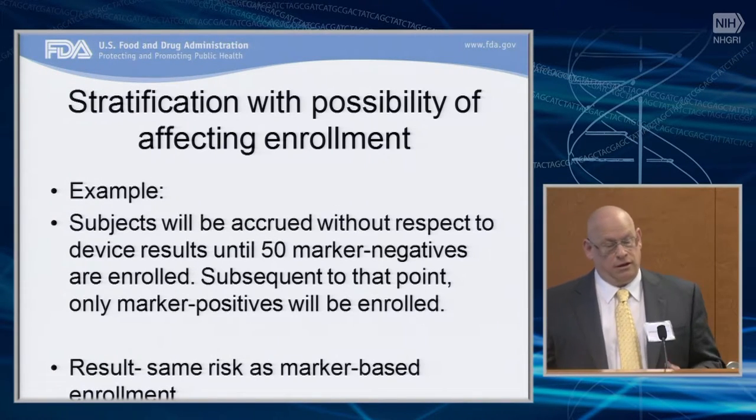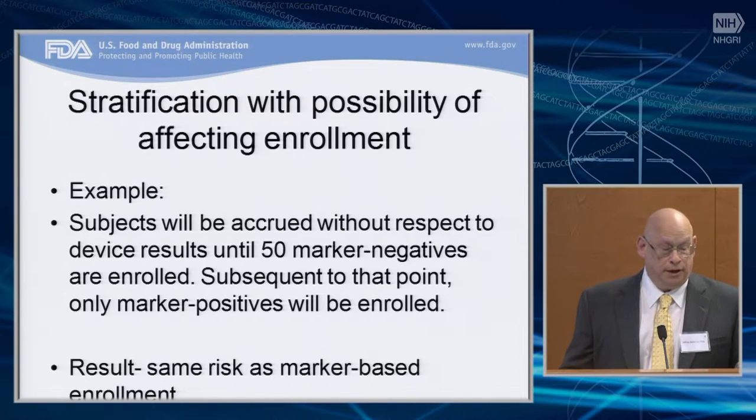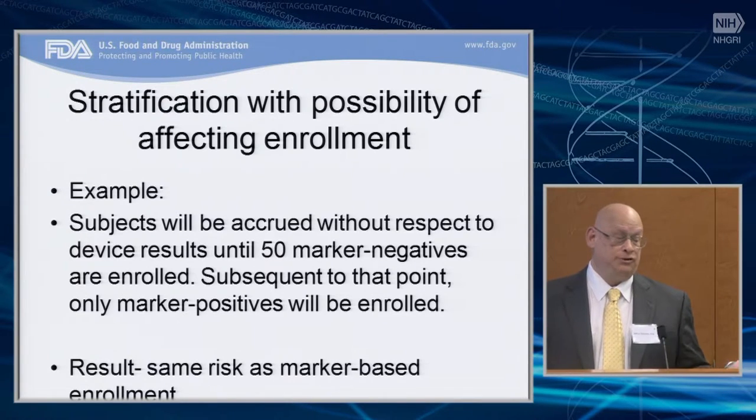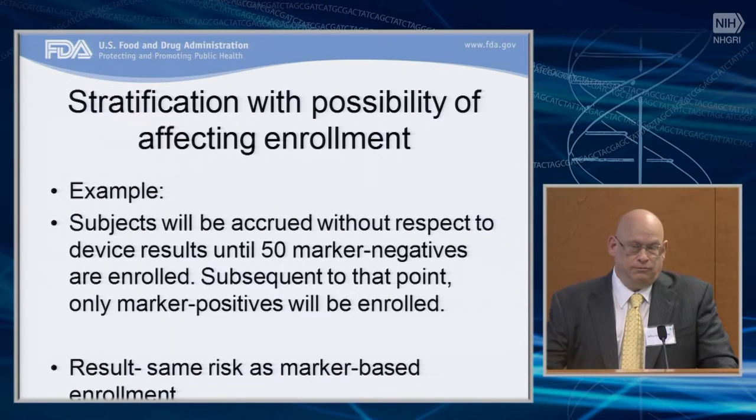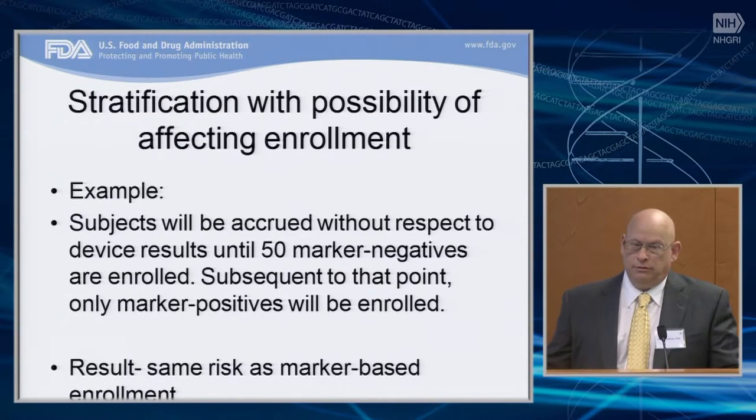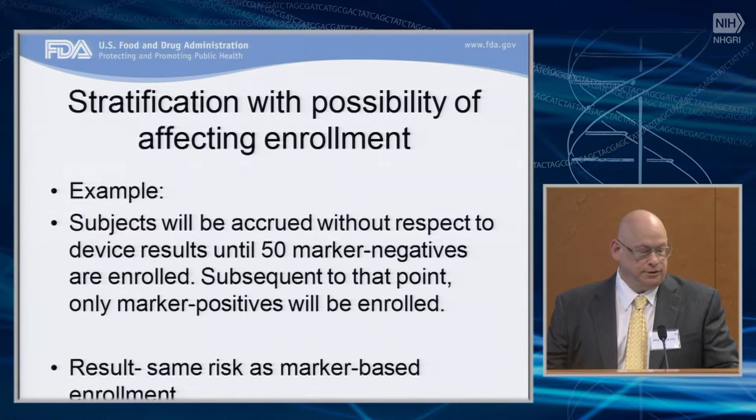sometimes you have, for example, a trial where subjects are accrued without respect to device results until, let's say, 50 marker negatives are enrolled. And subsequent to that point, only marker positives will be enrolled. Well, the determination with that would be the same as a marker-based enrollment. That the risk of that would be determined by what happens to the patient based on the test.